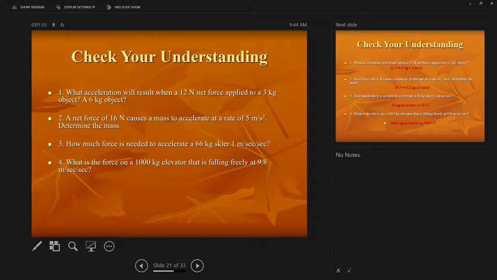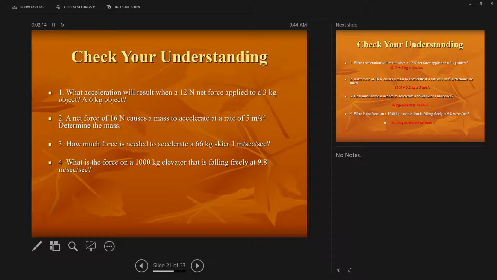4 meters per second squared. So a net force of 12 newtons causes a mass to accelerate at 5 meters per second squared. What would be the mass? So a 12 newton force causes a mass to accelerate at 5 meters per second squared. You're close. 3.2 kilograms, right? 3 and a fifth.